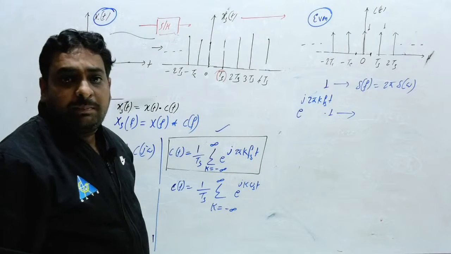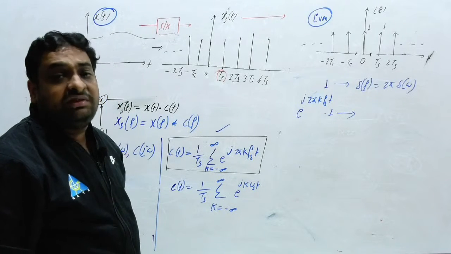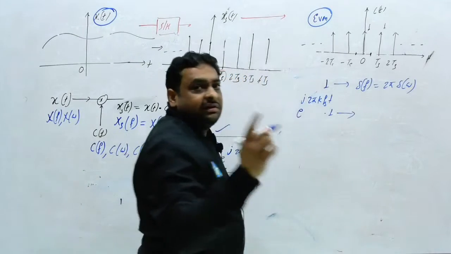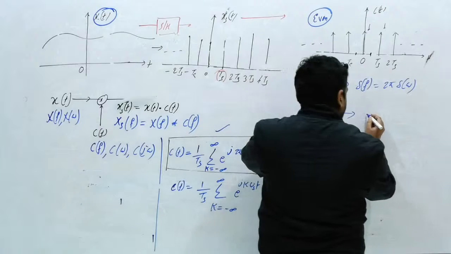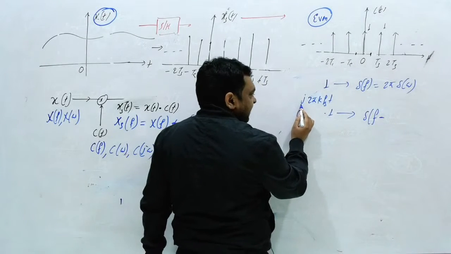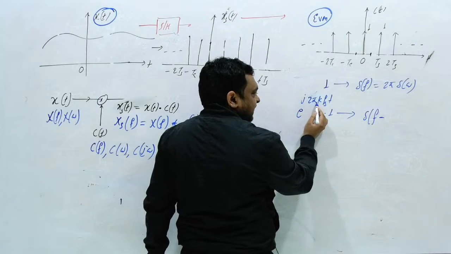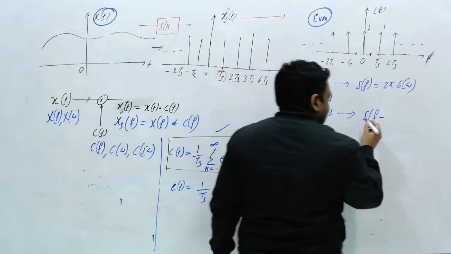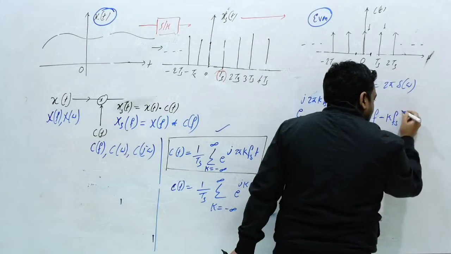This is the shifting property. Which shifting property? Frequency shifting property. And this is positive, so what will you get? A shifted delta: del f minus, with j 2 pi k fs in the exponent. So how much are you going to shift? K fs. So, del f minus k times fs.